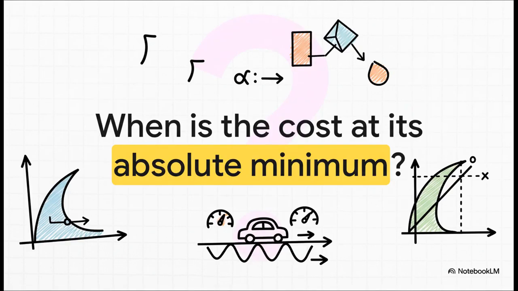So just try to picture the graph of this cost function. If the radius is tiny, the can is super tall and costs a lot. If the radius is huge, the can is like a flat plate and costs a lot. Somewhere in the middle, there's a dip, a point where the cost is at its absolute lowest. That's what we're looking for.